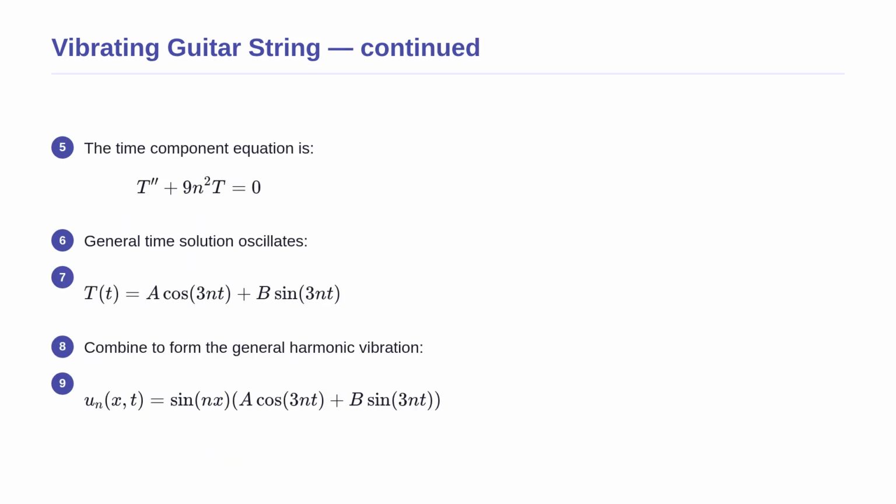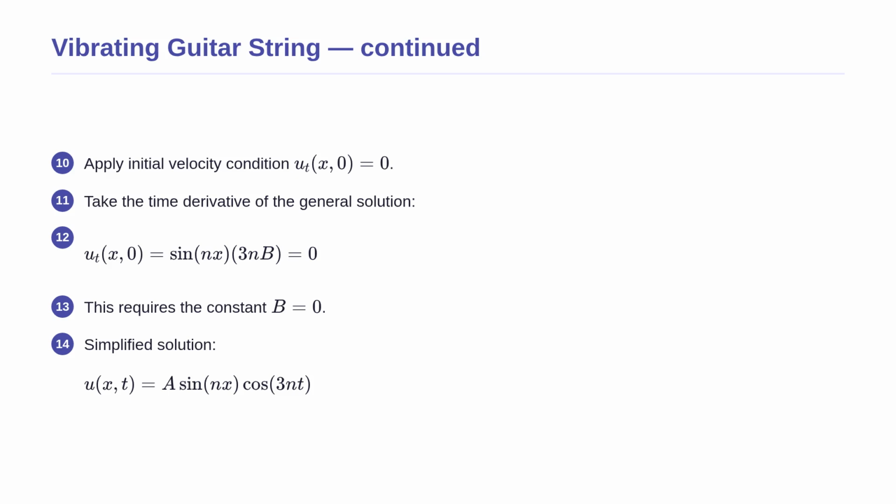Moving to the time component, our ordinary differential equation now features a second derivative added to a positive constant. This means its solution will oscillate back and forth using sine and cosine functions, perfectly matching our expectation of a vibrating string. The factor of 3n determines how fast it vibrates. We multiply the spatial sine wave and this time oscillation together to create the general formula for any single harmonic vibration of the string. We must now use our initial conditions to find the specific mode of vibration.